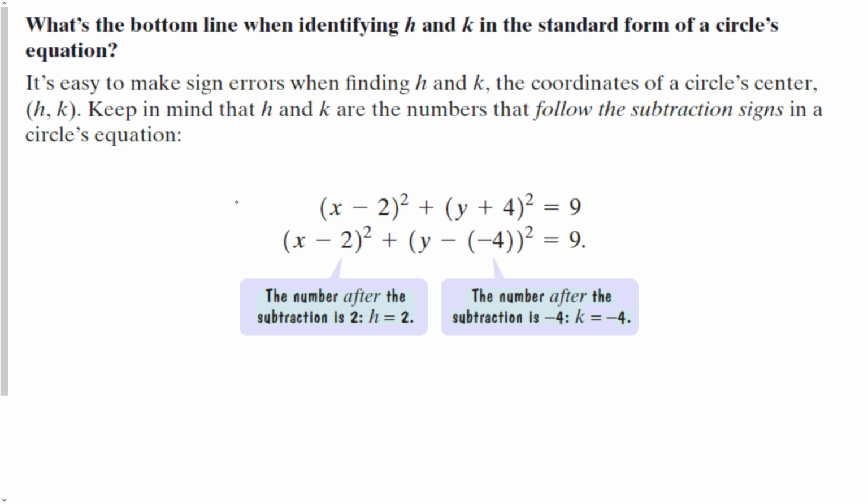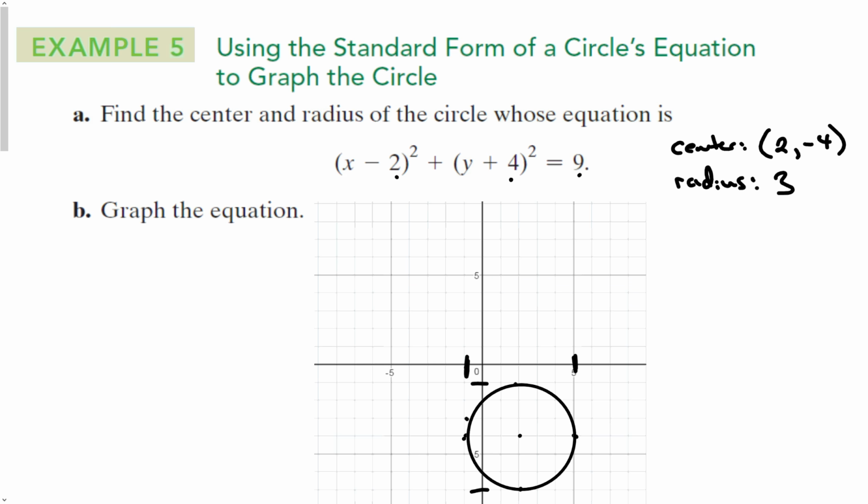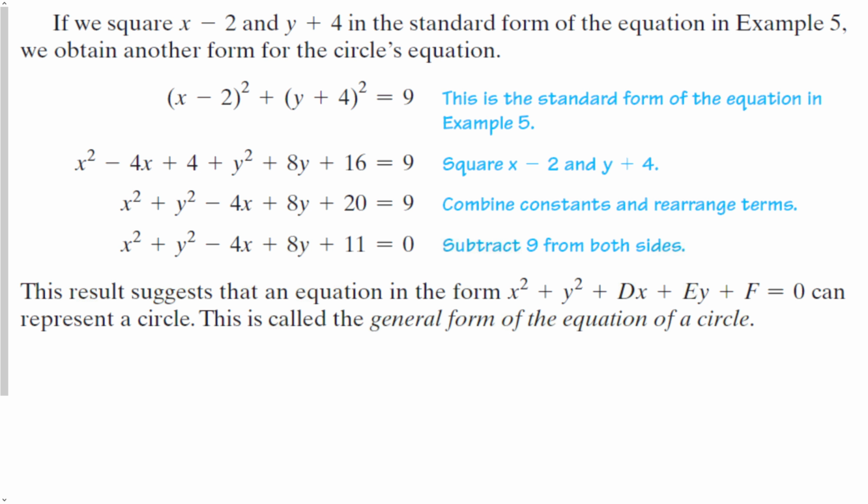Let's take this equation right here from this problem and let's change it around a little bit. So if we square these 2 terms, x minus 2 squared and y plus 4 squared, if I FOIL them out, I get x squared plus 4x plus 4, y squared plus 8x plus 16. Okay, then I can clearly see that these two can go together to give me 20. And if I subtract 9 from both sides, I now have set this equation equal to 0.